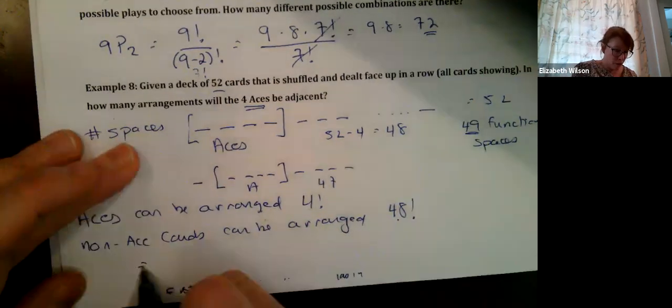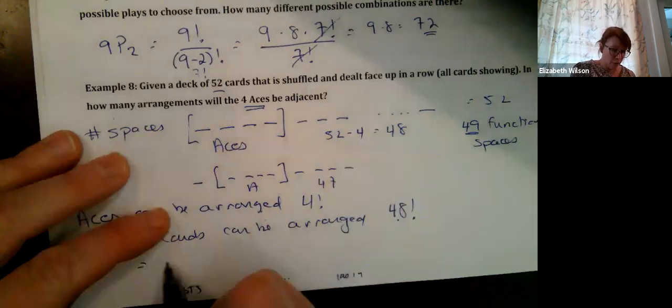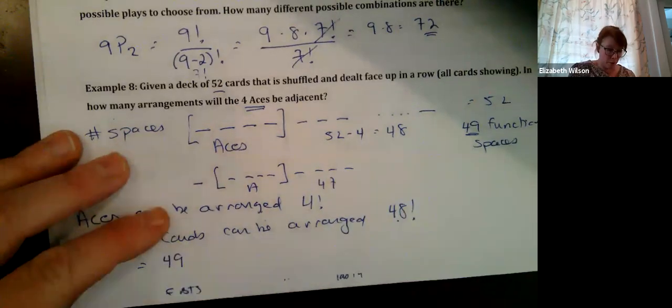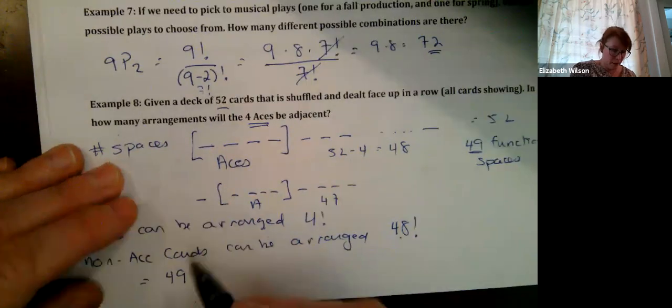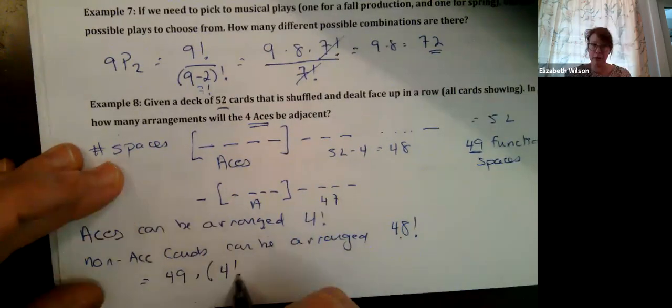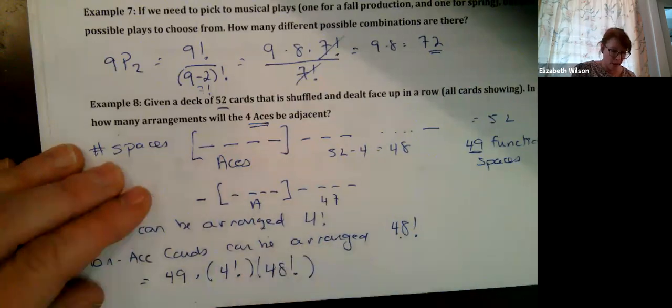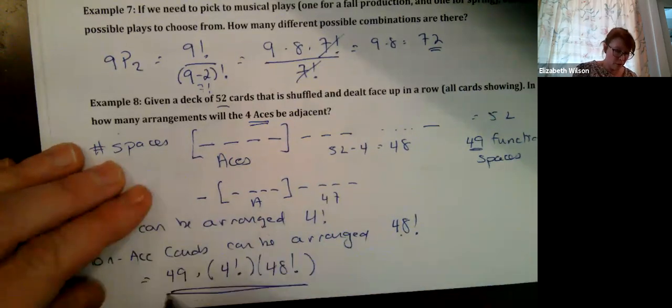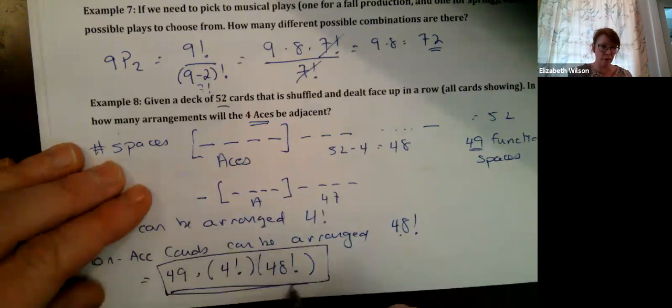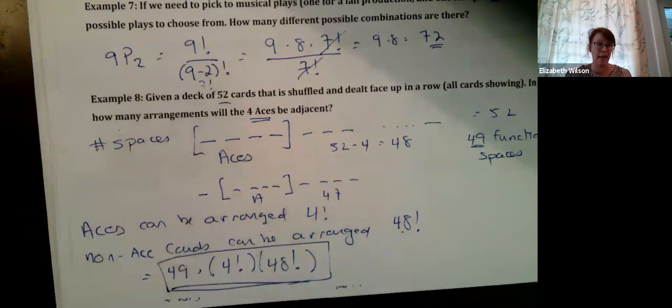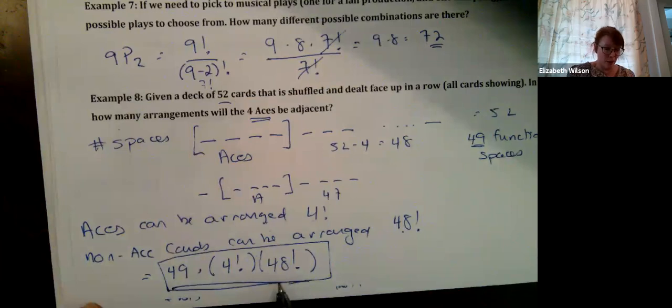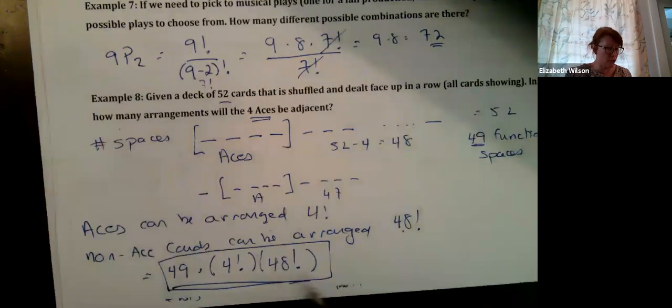So the total number of ways that we can make this is 49 for our different possible ways, times the way that the aces can be arranged, times the way that the other 48 cards can be arranged. This is a pretty big number for how many possible combinations I can have, keeping those aces all in a block all the way together. So let's talk about this 48 factorial, because there's a shortcut. I can do 48 factorial on my calculator.